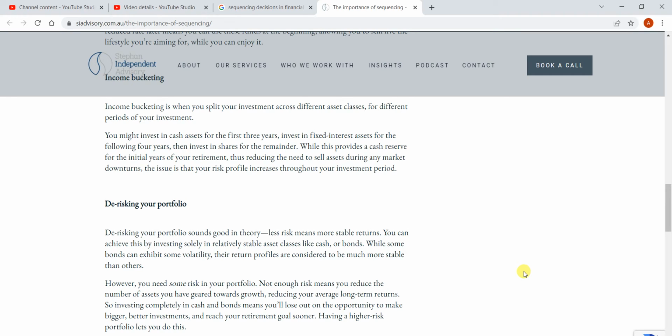However, you need some risk in your portfolio. Not enough risk means you reduce the number of assets you have geared towards growth, reducing your average long-term returns. So investing completely in cash and bonds means you will lose out on the opportunity to make bigger, better investments and reach your retirement goal sooner. Having a higher risk portfolio lets you do this.